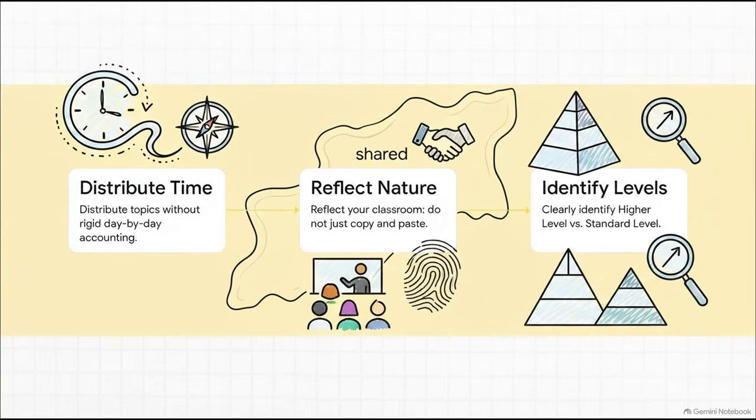When you actually sit down with your peers to build these outlines, again, using version 3 of the DP Sample Planner, there are a few core rules that really guide the process. First, you've got to distribute topics and allocate time. But please, don't do a rigid day-by-day accounting. The plan needs room to breathe.